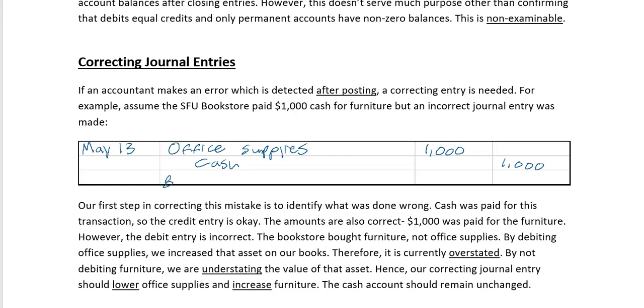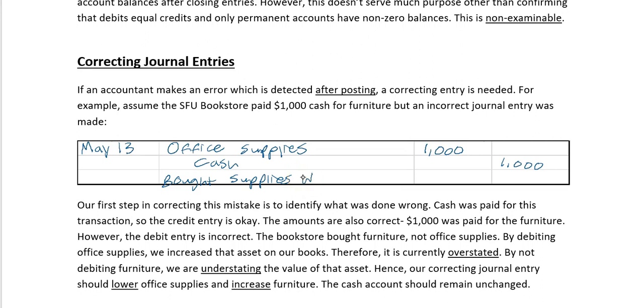And I'm going to write down a brief incorrect description. Bought supplies with cash. So here's our incorrect journal entry, all done. So how do we correct it?